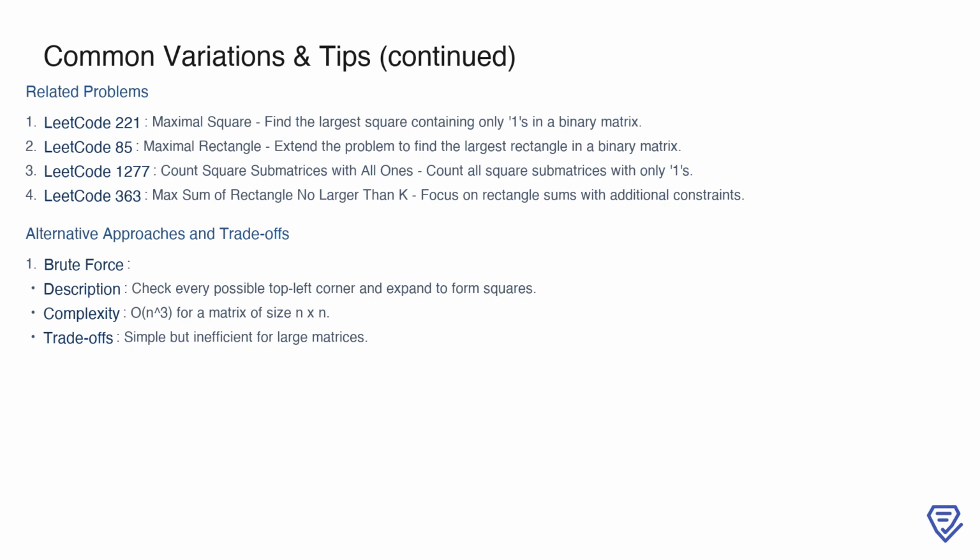The brute force approach, for example, involves checking every possible top left corner and expanding outward to form squares. While this method is straightforward, its O(n cubed) complexity makes it impractical for larger matrices. However, it can be a useful starting point to ensure correctness before optimizing further.